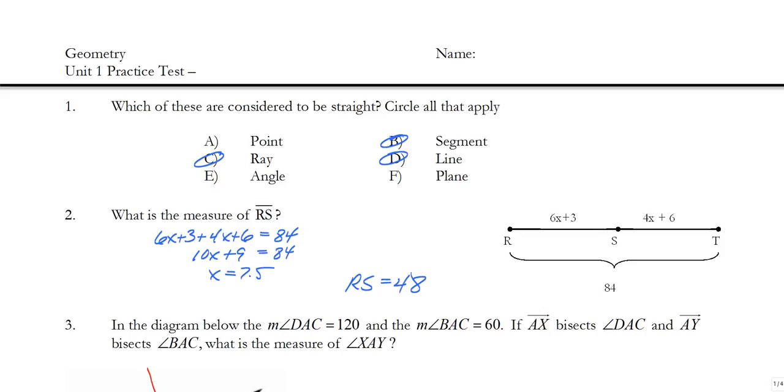If you picked point, line, and plane, that's because on one of your quizzes you were talking about the building blocks of geometry or the foundations of geometry. Make sure you read your questions carefully.